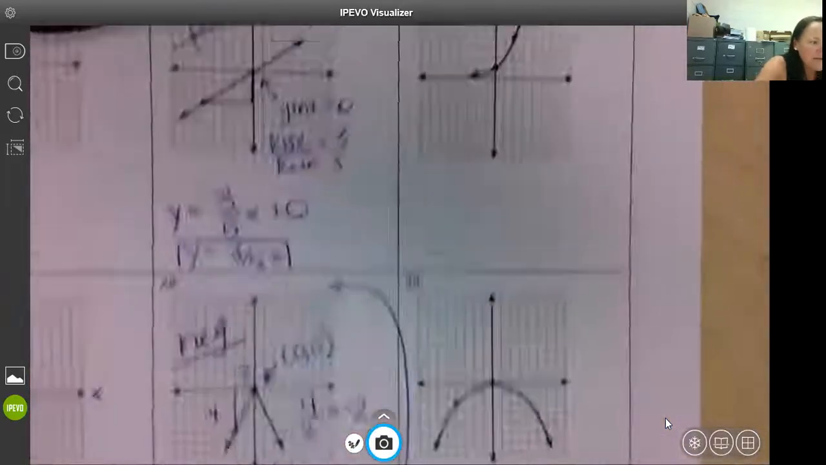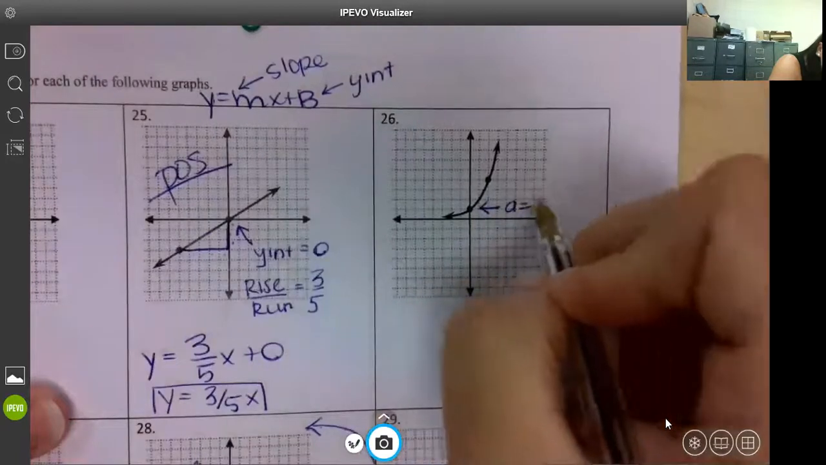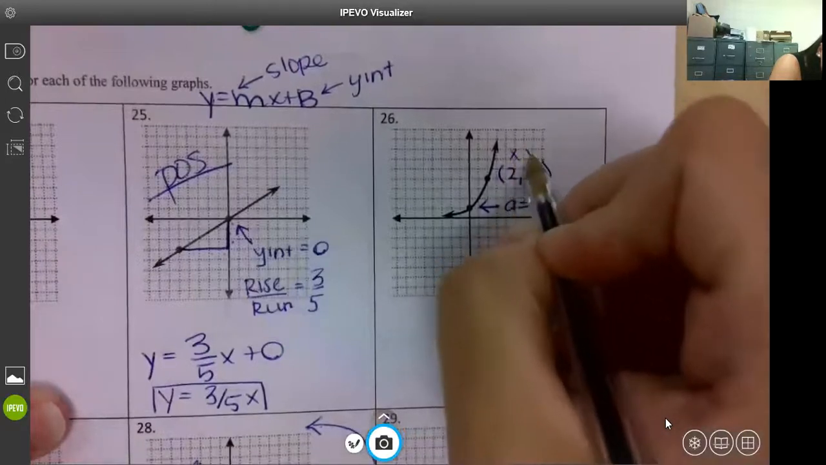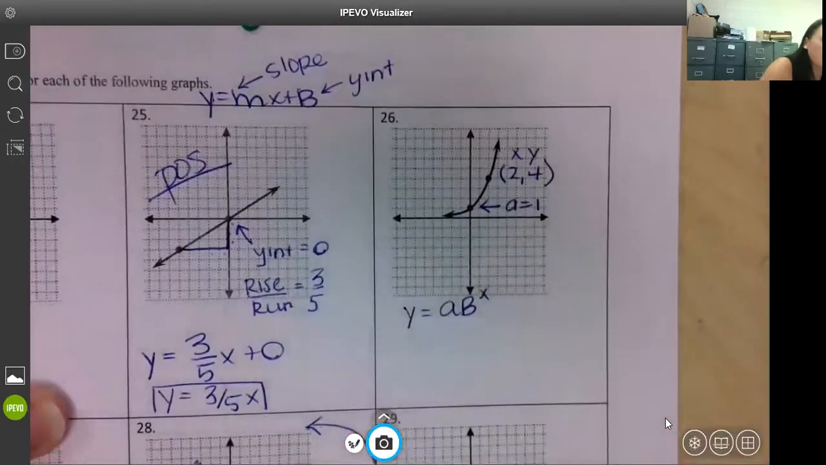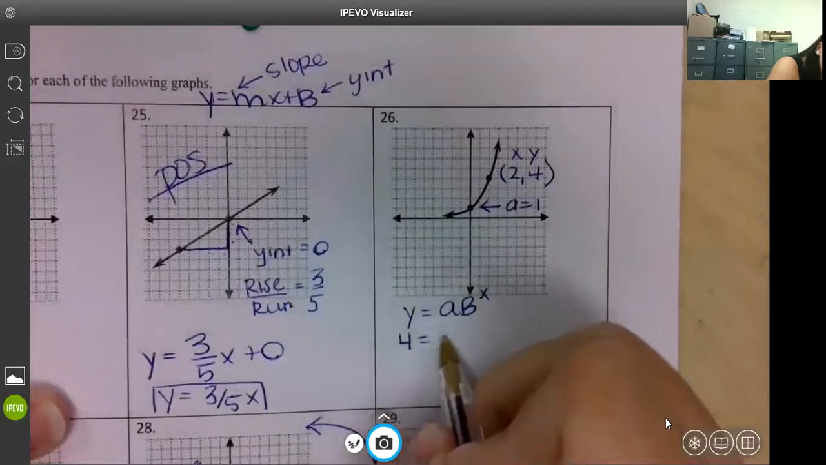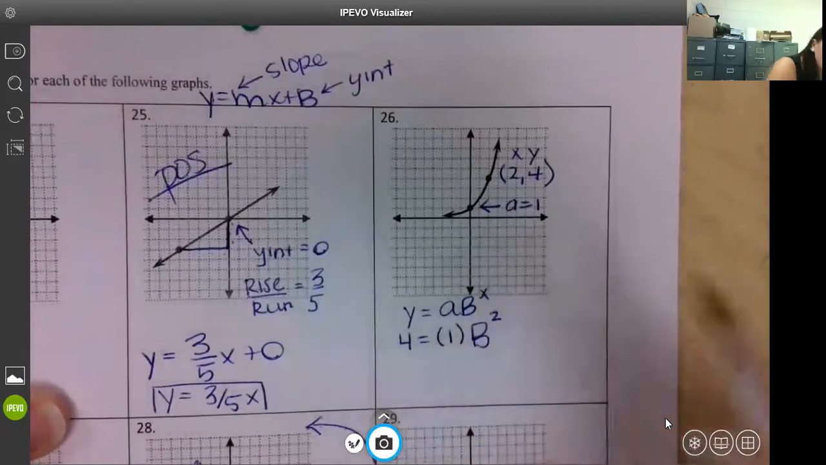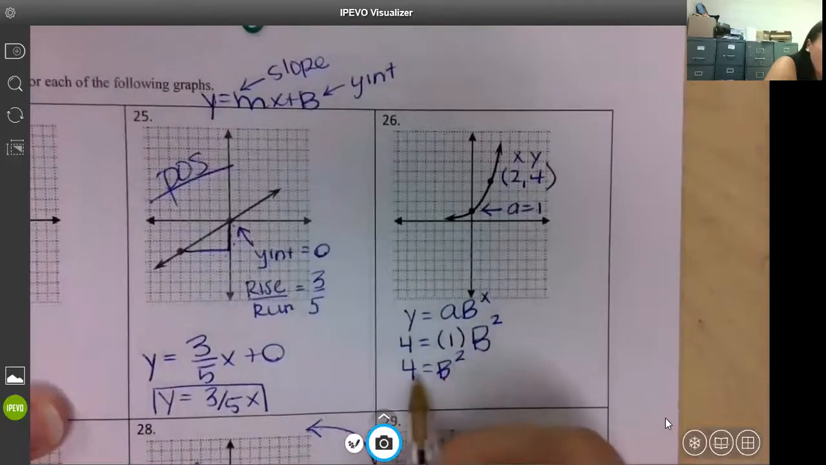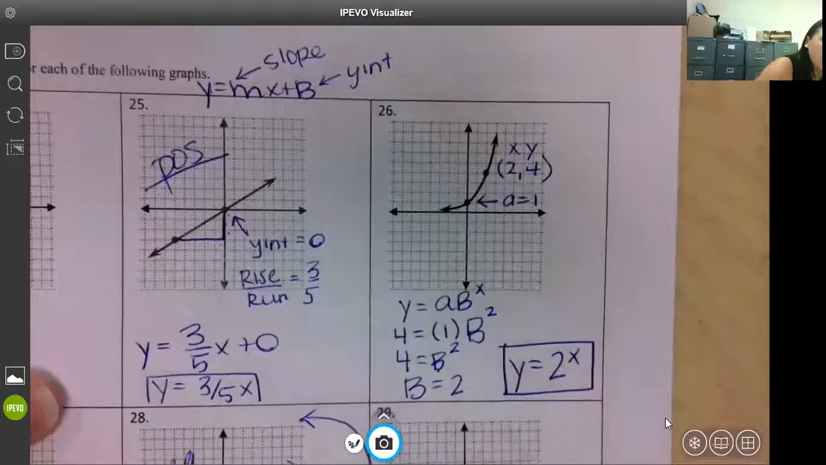All right, we're going to move up to the top where we have this. Again, this is our y-intercept. And this is our other point 2, 4, which we'll use for x and y. So remember, we're plugging into y equals a times b to the x. Our y coordinate is 4. Our a is 1. We're looking for b. Our x is 2. So what we're trying to solve for is what to the second power gives us 4? 2 to the second power gives us 4. So our equation is y equals 2 to the x.